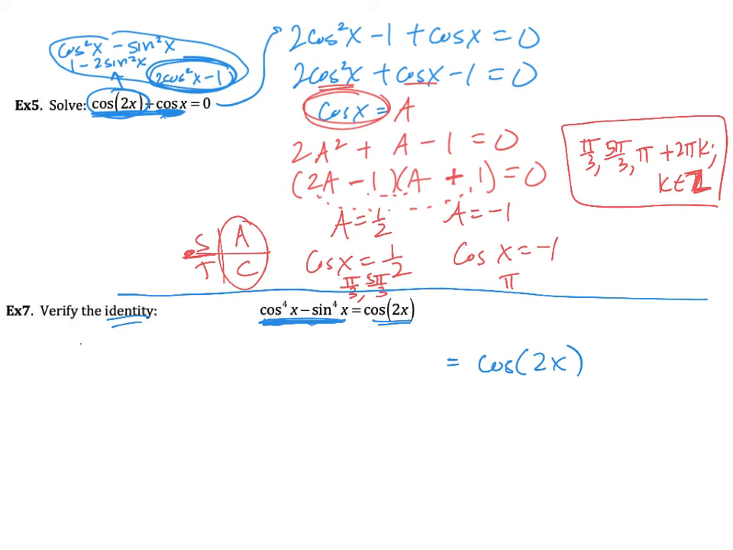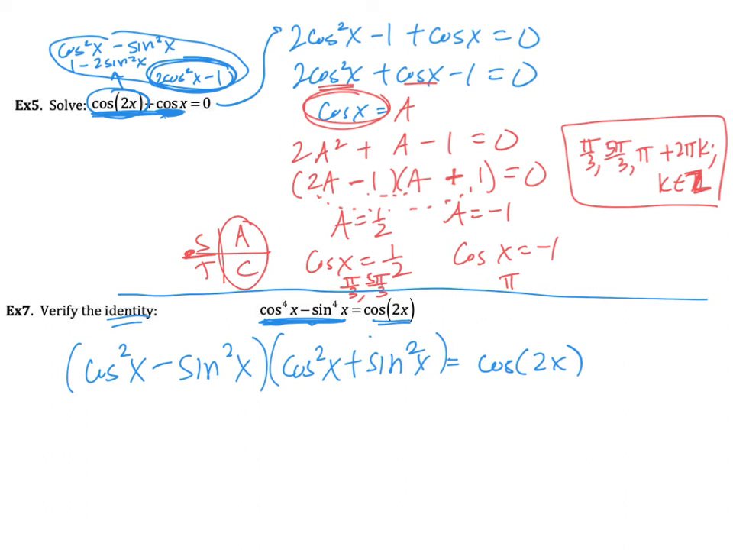So factoring, I'm going to get cosine squared x minus sine squared x times cosine squared x plus sine squared x. Right? Difference of squares. So it's the square root of cosine to the fourth minus the square root of sine to the fourth, etc., and then plus and minuses. Well, hopefully you see right away what we know. We know that cosine squared plus sine squared is equal to 1, right? So my next line is just cosine squared x minus sine squared x equals cosine of 2x.